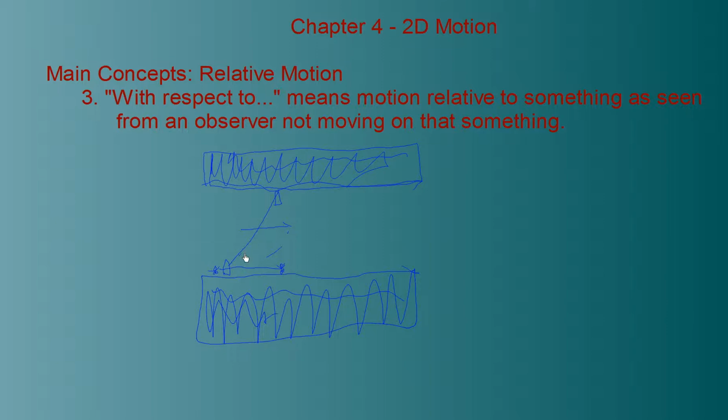If the boat's here, you're here. If the boat's here, you're here. So you can see it's always directly in front of you. And if you think about it for a sec, that means that it looks like it's moving straight ahead. So with respect to the water means motion relative to something as seen from an observer not moving on that something. So you're not moving on the water, you're just standing on the water. You happen to be flowing downstream because the water is pulling you downstream, but for all practical purposes, you're not moving with respect to the water. The boat is. And so, I don't know if that makes sense.